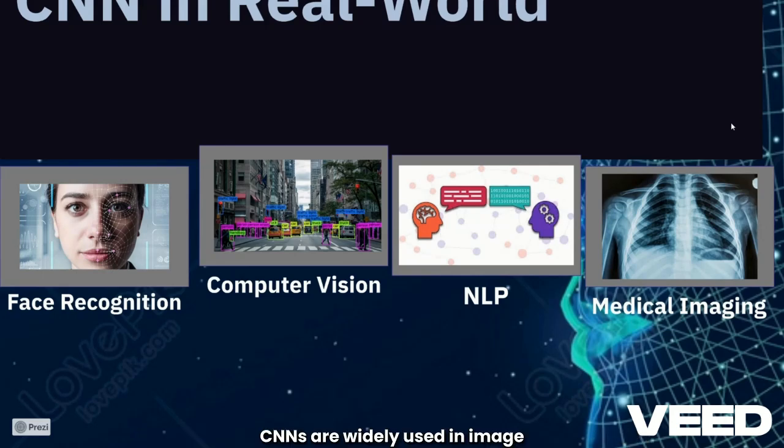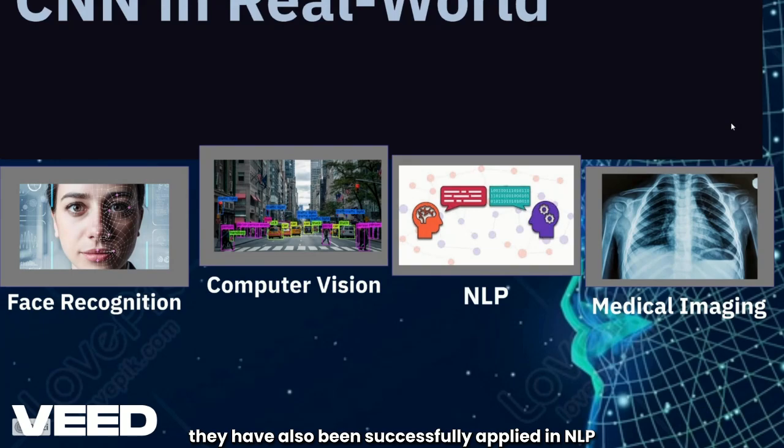Computer vision. CNNs are widely used in image classification, object detection, and image segmentation. For example, CNNs are the backbone of systems used in autonomous vehicles for recognizing pedestrians, road signs, and obstacles. Natural language processing (NLP). Although CNNs are more commonly associated with images, they have also been successfully applied in NLP tasks like sentiment analysis and text classification by recognizing patterns in the sequence of words.